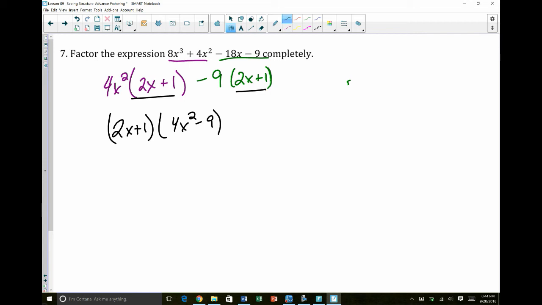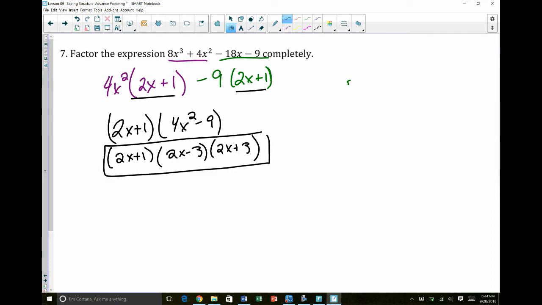Ask yourself, is this factored completely? Well, 2x plus 1, that's a linear term, that's factored completely. But 4x squared minus 9, hopefully that warning light's going off that this is the difference of perfect squares. So I get 2x minus 3 and 2x plus 3. That's how I factor that cubic expression completely into the product of three linear factors.